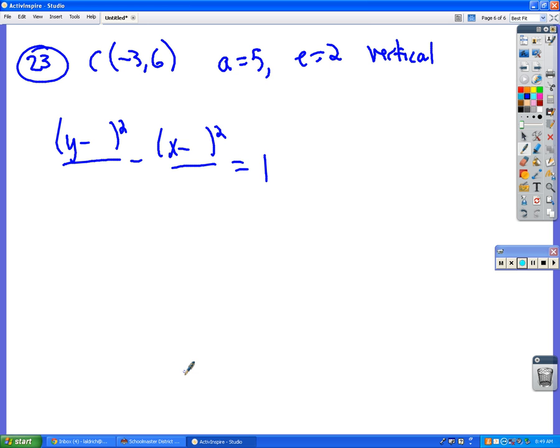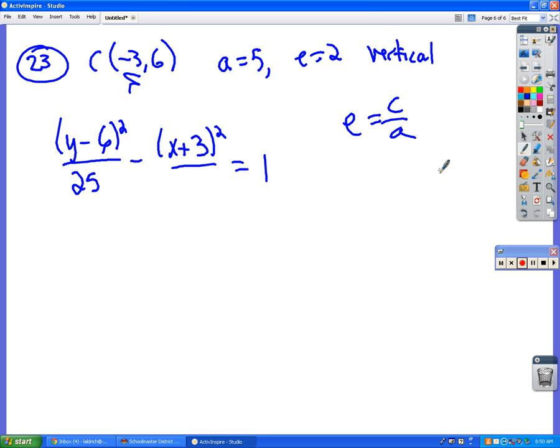Okay, so 23, it says it's a vertical focal axis, so that means y comes first, right? I get my word on vertical all the time. So y comes first, and then they give you the center, so it's y minus 6 squared, x plus 3 squared. A is 5, so 25 underneath. Where is C? E equals C over A. C is 10.